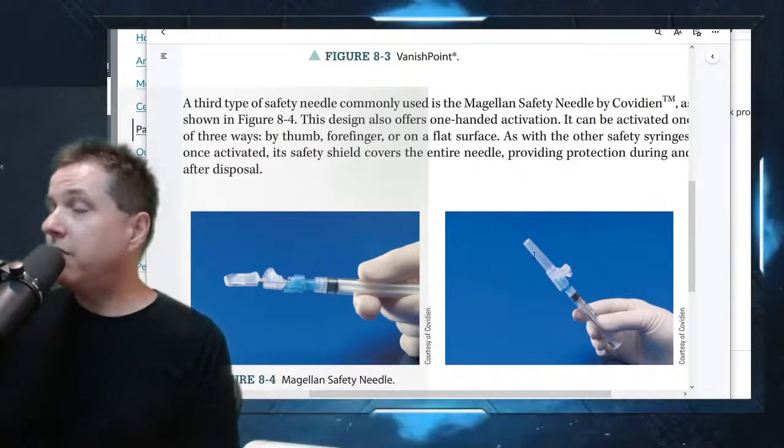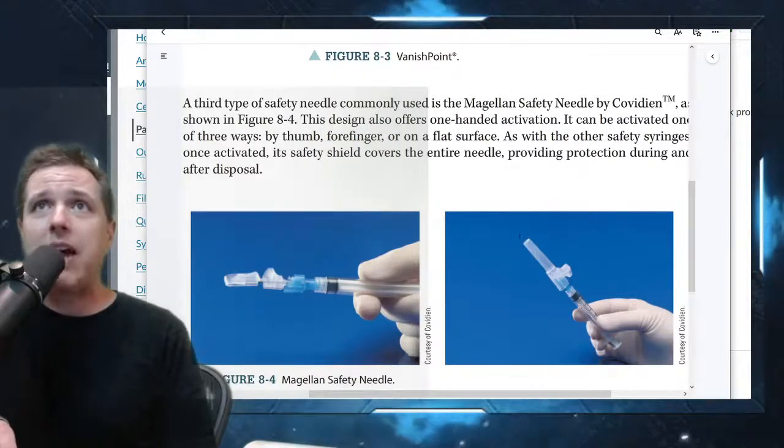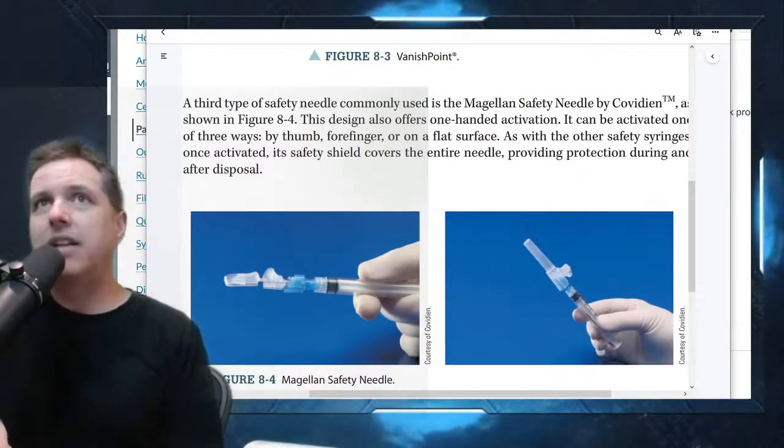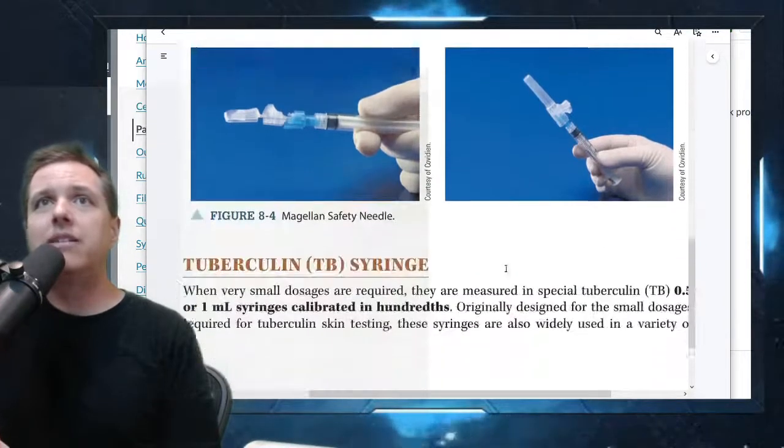So there appears to be a wide variety of these safety syringes. This one has a big fat cap on it, where some of the other ones had a smaller cap, but still something that's not likely to puncture your skin. This one has a big blunt plastic cover on it.